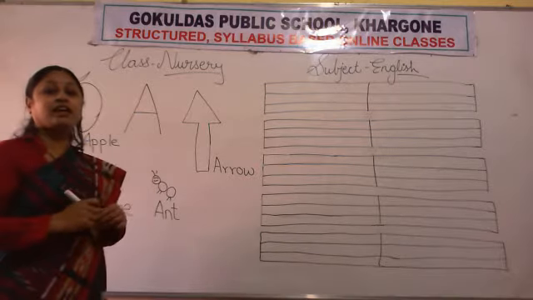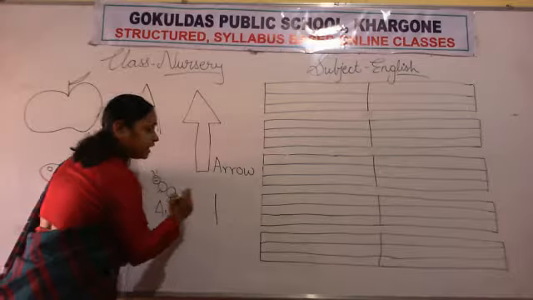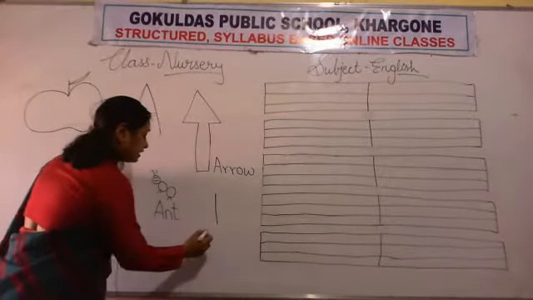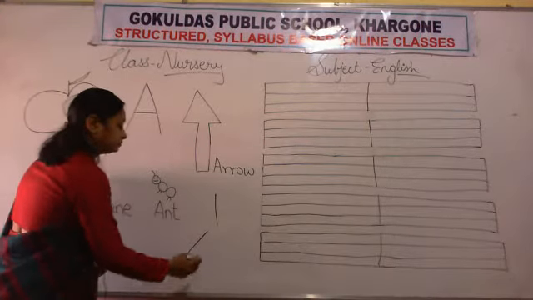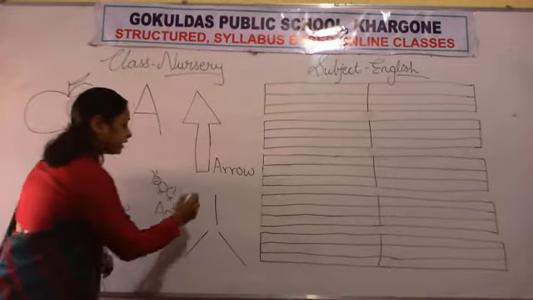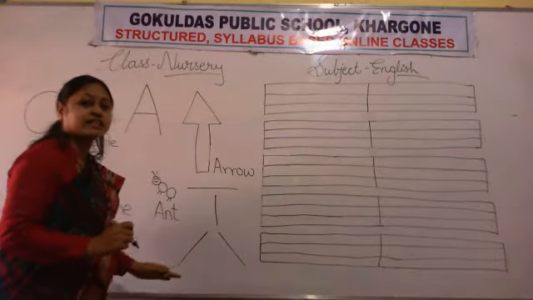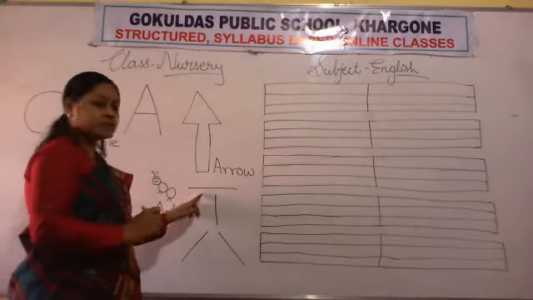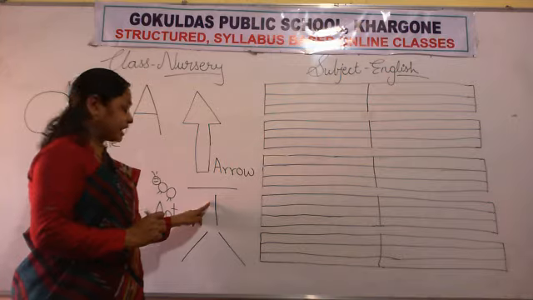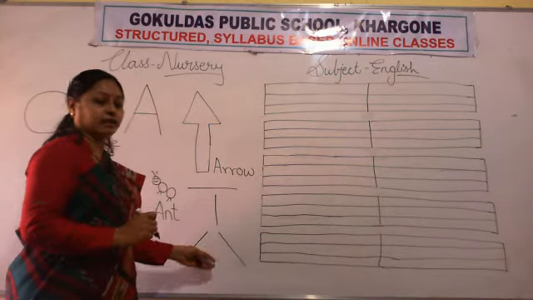So, we have learned all the lines. We have learned standing line, slanting line, slanting line on this side also, and sleeping line. We have learned all these lines.